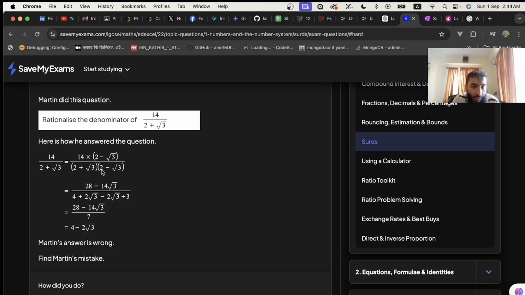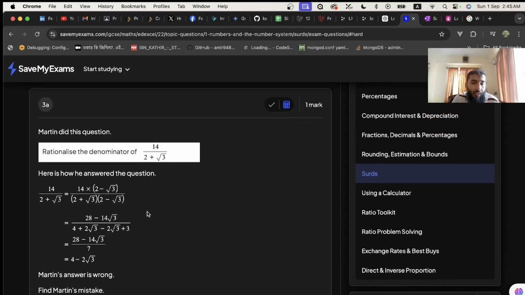simply, so basically 2 multiplied by 2 plus root 3, which is 4 plus 2 root 3, minus root 3 multiplied by 2 plus root 3, which is root 3 multiplied by 2 is 2 root 3, so minus 2 root 3. But when you give minus, this would be minus. So basically he made a mistake here, which was this would be a minus. So 4 minus 3 would be 1. Instead he got 4 plus 3, which is 7. So this is what he got wrong in this part.